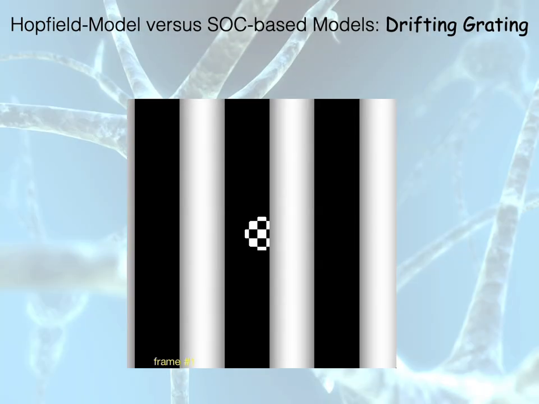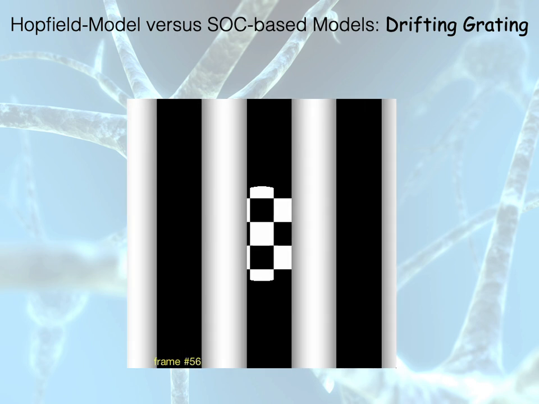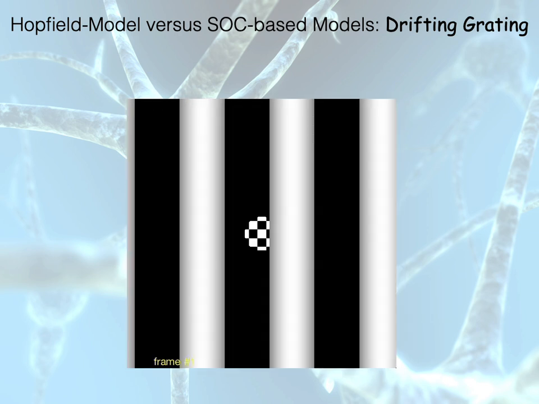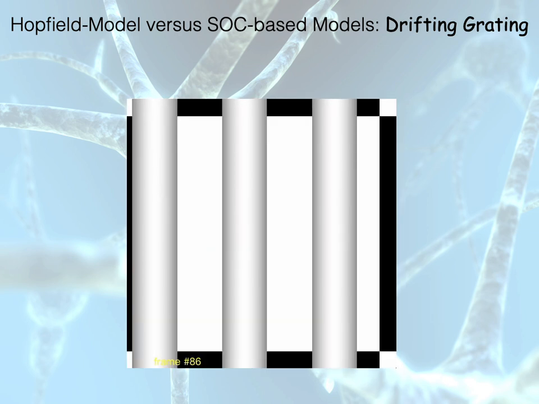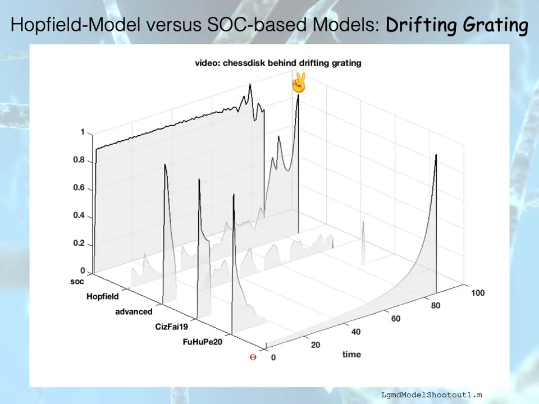This is an artificially generated video. It shows a drifting grating in the foreground and an approaching disk with a checkerboard overlaid in the background, which is approaching. And here's how it looks. And again. And here come the model responses.